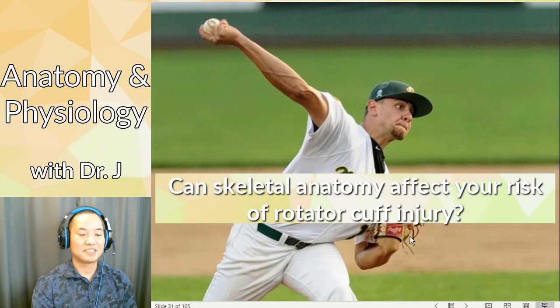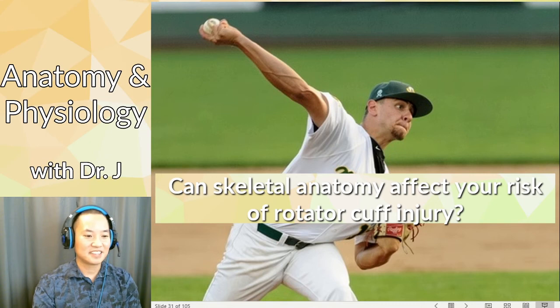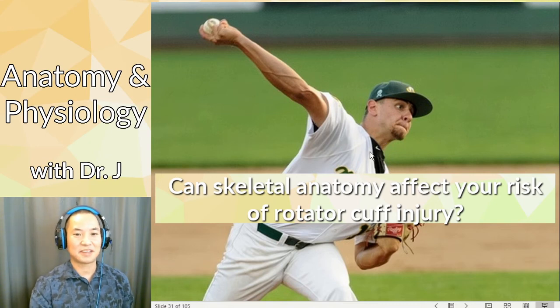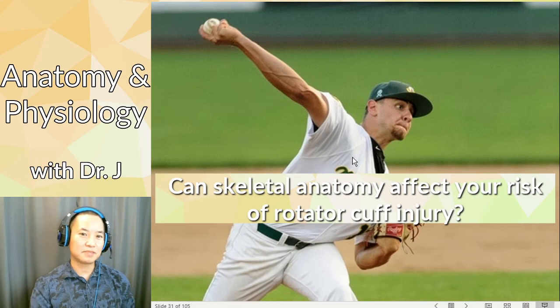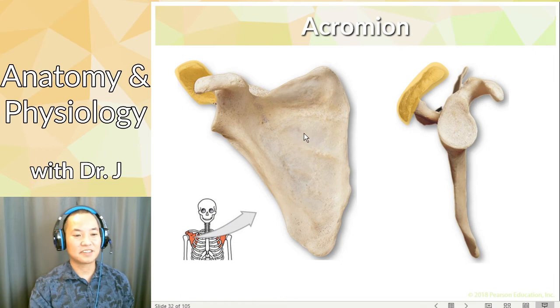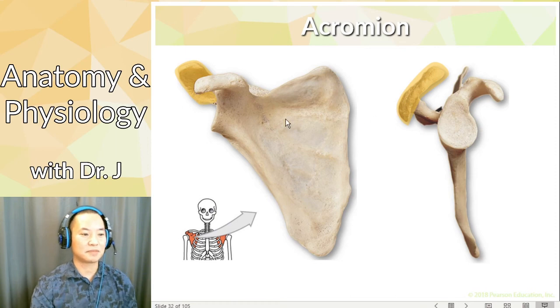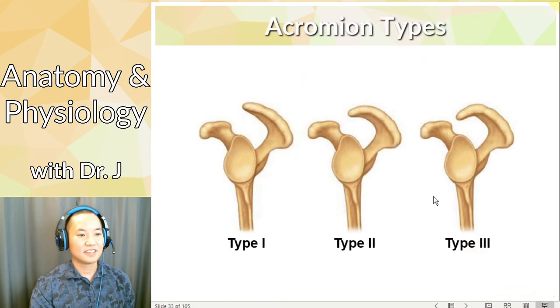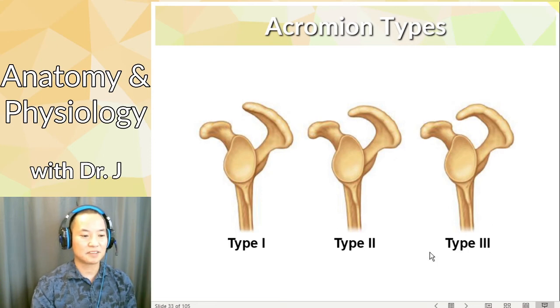Okay, so speaking of rotator cuff injuries, can skeletal anatomy affect your risk of rotator cuff injury? Yeah. As you see, this guy not only has a lot of flexibility, he's also going to whip this ball at very fast speed. So what can affect that? Well, remember that the rotator cuff involves the scapula, right? So this acromion right here, the highest point of your shoulder, and remember your upper arm fits into this glenoid fossa. So there are 3 types. Actually, I read another ortho journal where there are 6 types, but let's just look at the 3 basic types of acromion. So we have type 1, type 2, and type 3.